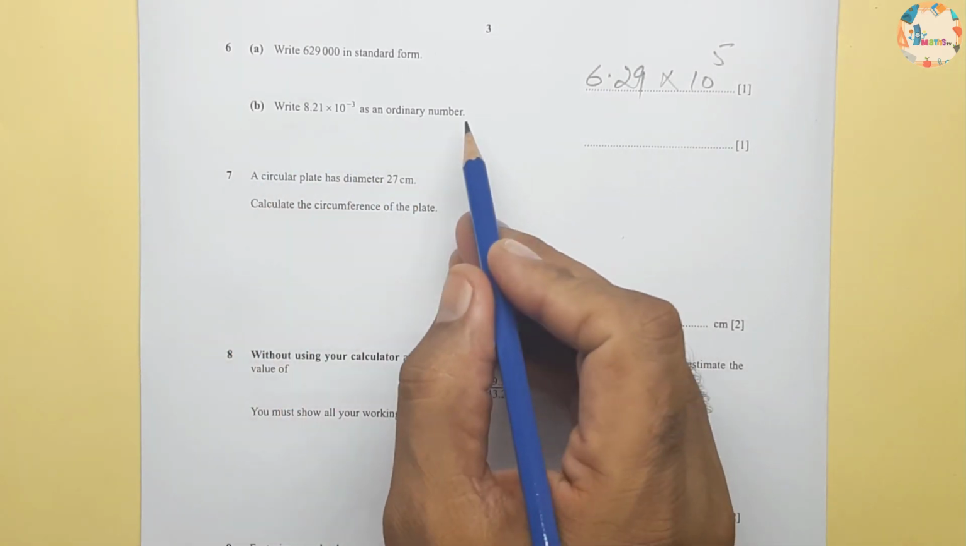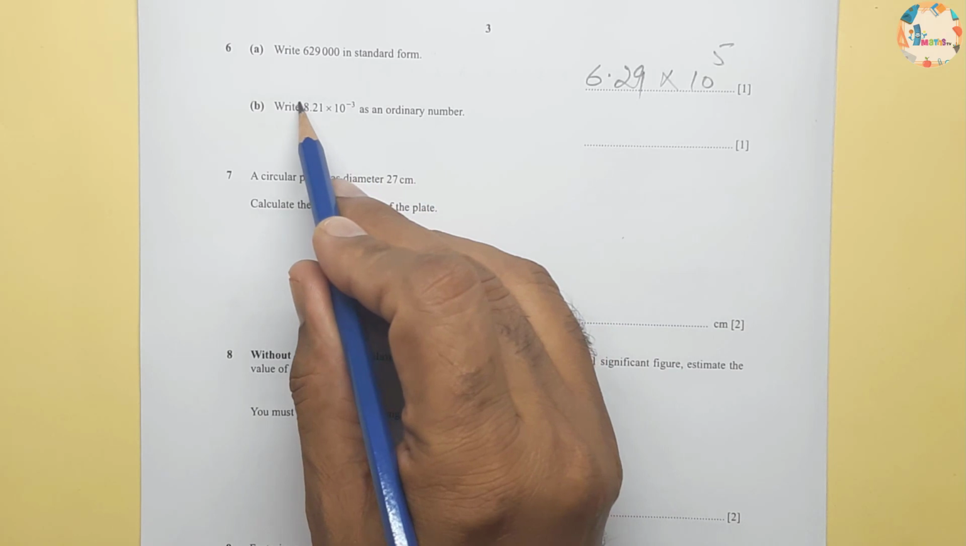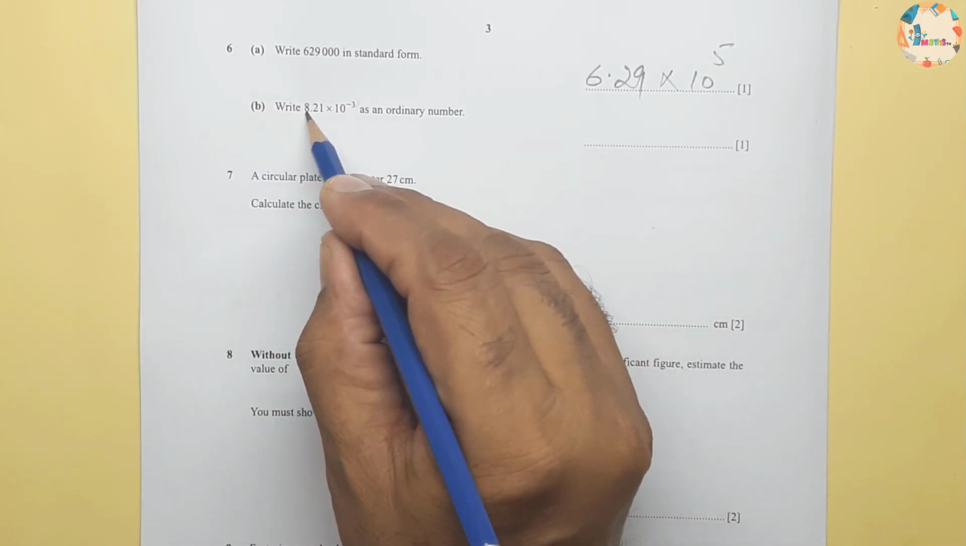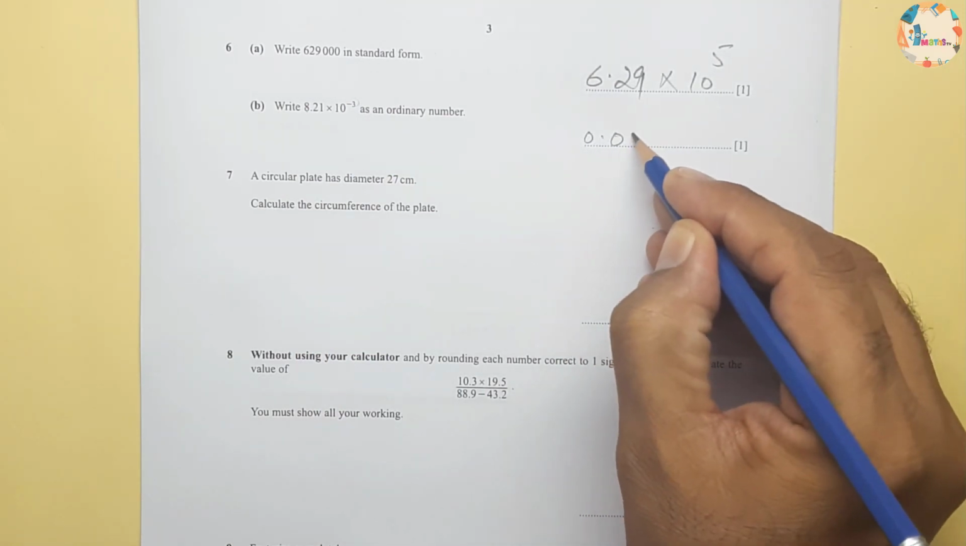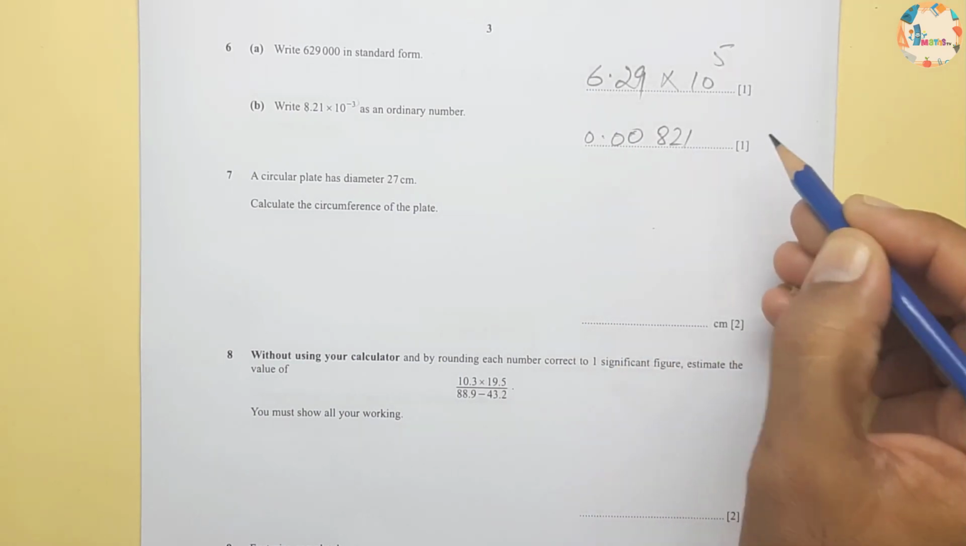Then write this as an ordinary number. So this is minus 3, so the decimal will be shifted 3 units to the left. So 1 is 8. 2 more zeros we will have to add, so that after the decimal there will be 2 zeros. Then it will be 0.0081. This is the number.